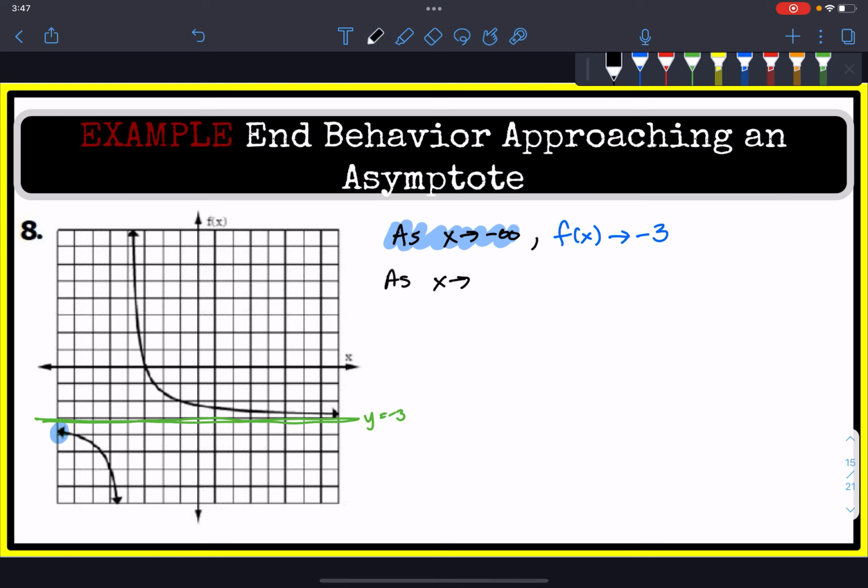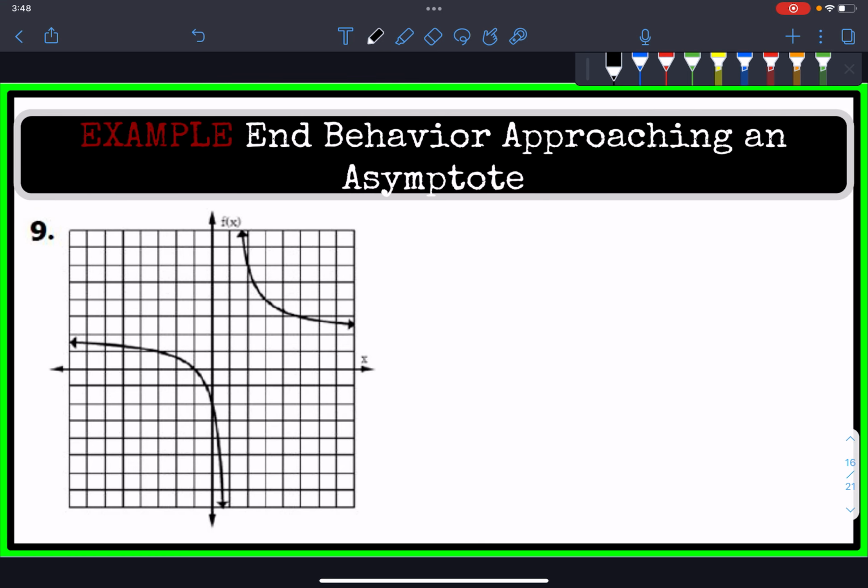And well, the other end is going to behave the exact same way. The only difference is that instead of approaching the value of negative 3 from below, it's approaching that value from above. So it's still bounded by that horizontal asymptote. And again, for the most part, most of these functions that are bounded in those situations are bounded by the exact same horizontal asymptote. So let's look at a different example.